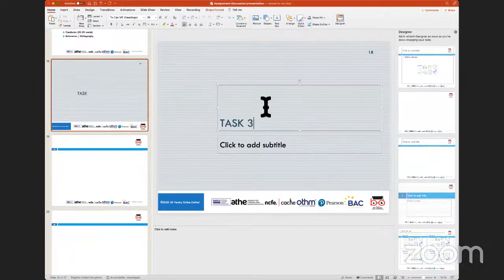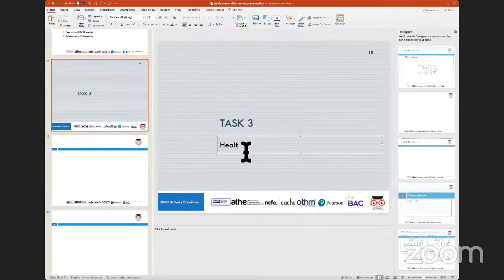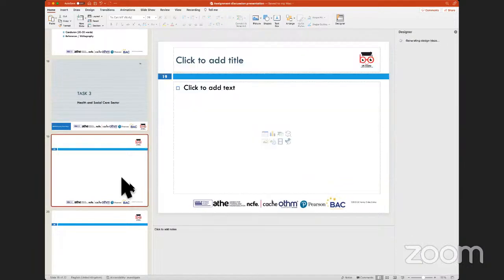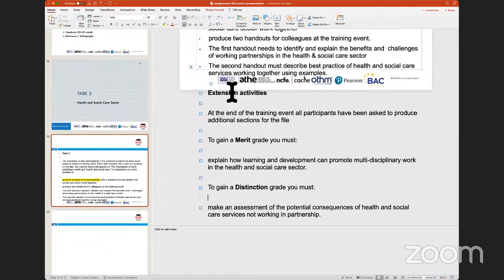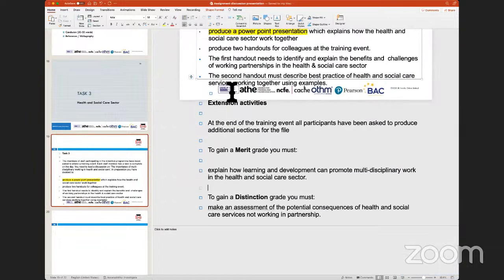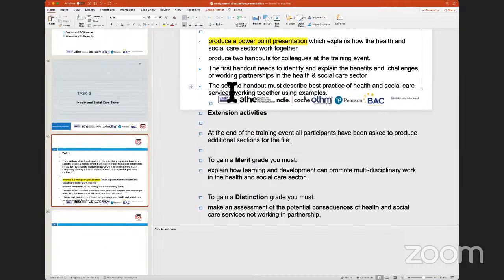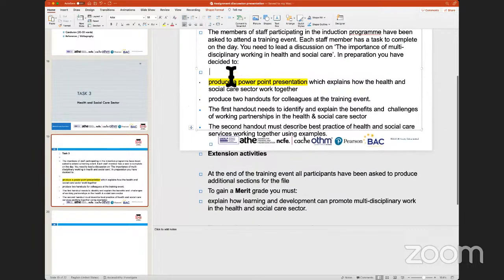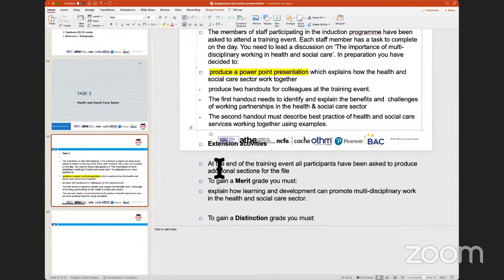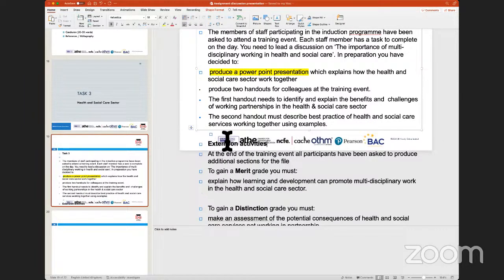So I'm doing task 3, right? And it is health and social care sector. Now, in the next slide, what I'm going to do is copy and paste the tasks which are given, so that I'm clearly aware that this is what I'm going to be attempting. So I'm just going to format this. I've just copied and pasted that from the Word document. And here is where I will just reword it.